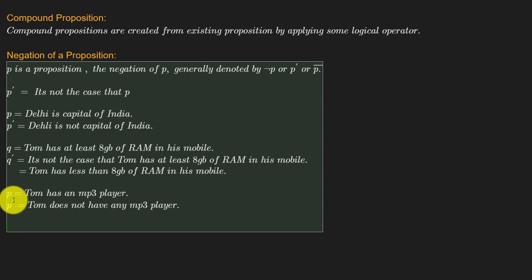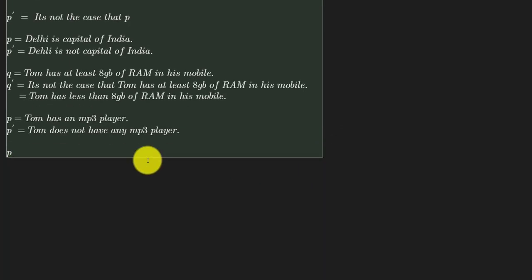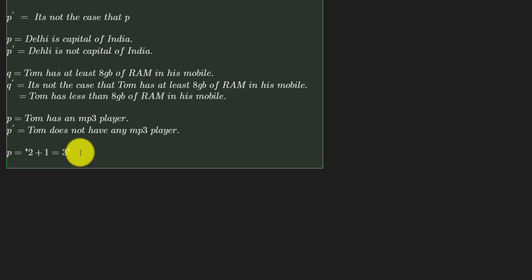Okay, let us take another example. Let's say P equals, let me go down a bit so that it will be easier to read, P equals 2 plus 1 equals 3. So this is my proposition. It's a mathematical statement, right? So what will be our P prime over here? 2 plus 1 not equals 3. I'll just write 2 plus 1 not equals 3.